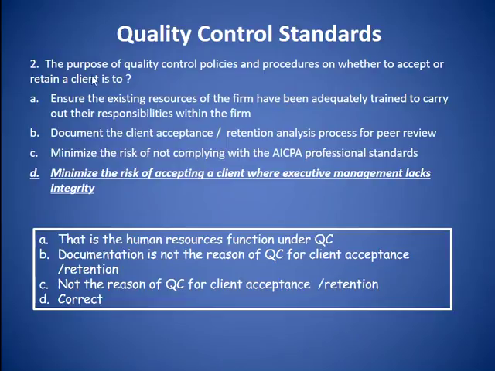Okay, number 2, the purpose of quality control policies and procedures on whether to accept or retain a client is to... and again, there's a typo there with the question mark at the end. But the answer in this case would be D. Minimize the risk of accepting a client where executive management lacks integrity.